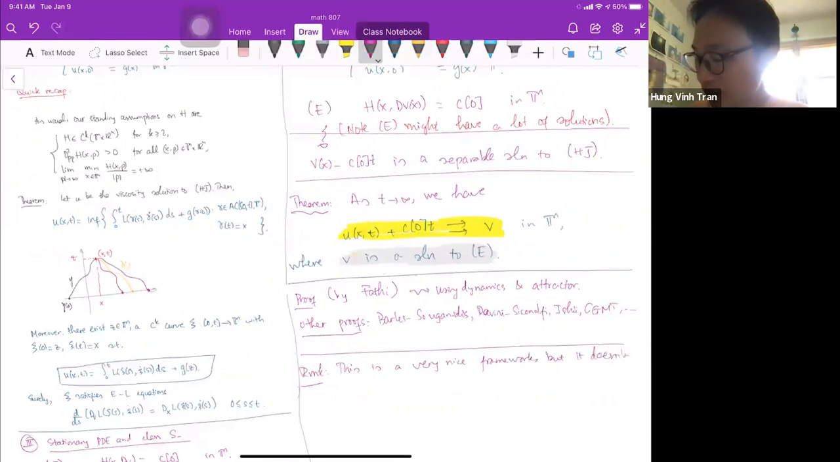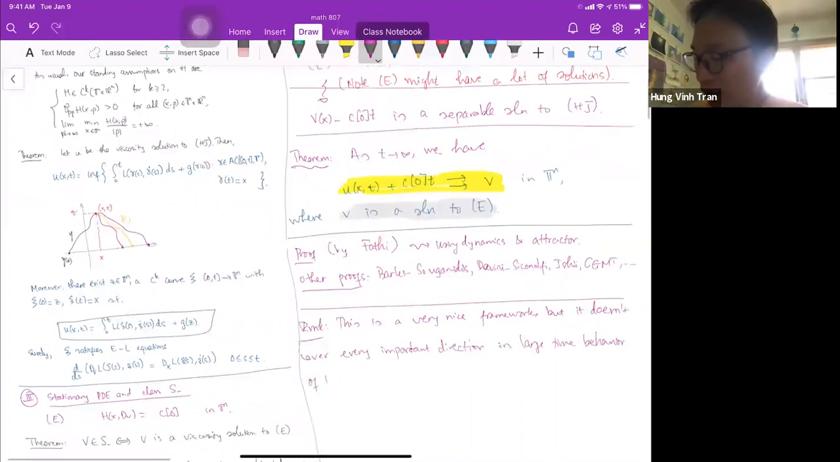Every important direction in large time behavior of Hamilton-Jacobi equations. There are some very important directions that are not covered here. Let me give you some examples, like equations that can be singular or can be defined in a non-compact domain. So if H is singular in x or in p, or if the problem is set in a non-compact domain.